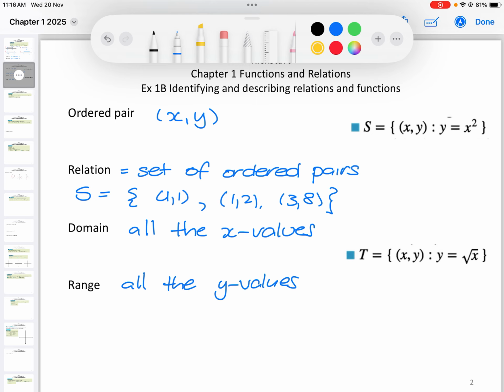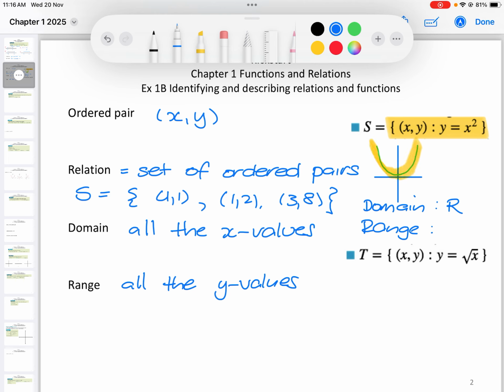So if we have something like this one over here, y equals x squared, let's see what it looks like. It's a parabola with a centre at (0, 0), so it looks something like that. This one has a domain, which is all the x values. So x can be anything, so I'm going to say R, and it has a range. Well, you see the range is only these positive values here. So the range we could say is from 0 to infinity with 0 included.